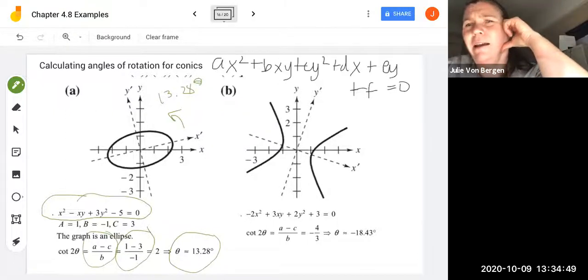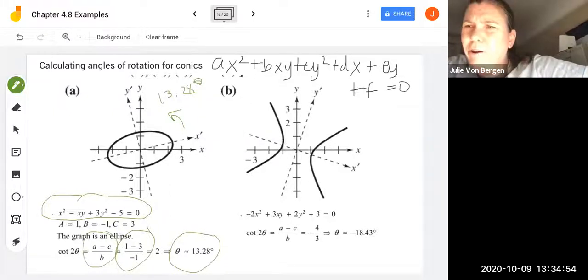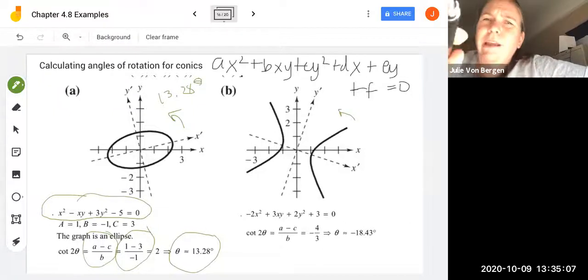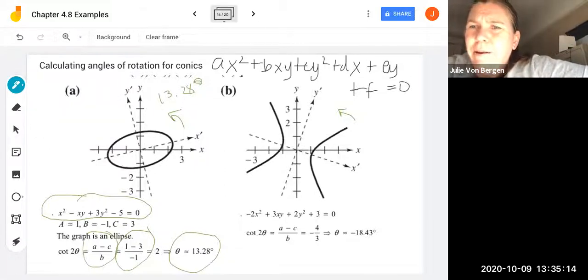Okay, now let's look at conic B. That is a hyperbola. And so it's rotated. It looks like it's a hyperbola where the horizontal is a transverse axis and it's rotated this way since we rotate counterclockwise. So let's take a look at our values here. We've got A is going to be -2, B is 3, and C is 2.